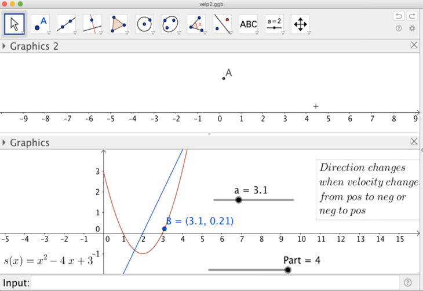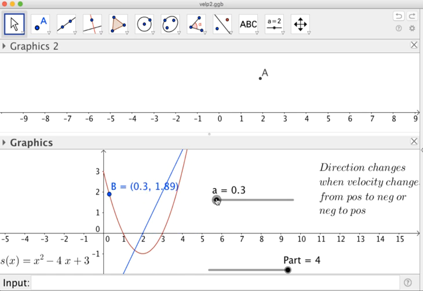Okay, for our second problem, we had that a particle moves along a line so that its position at time t, greater than or equal to 0, is given by the function s of t equals t squared minus 4t plus 3. And again, I will use x instead of t, a limitation of GeoGebra. Okay, and so this here, A, is going to set our seconds.